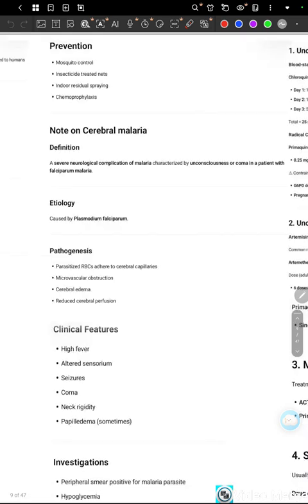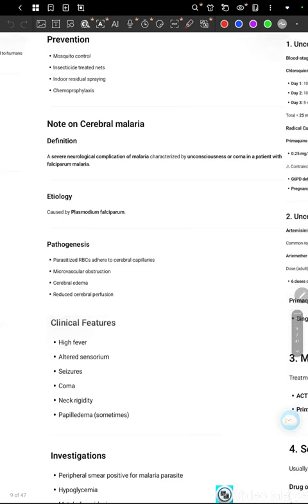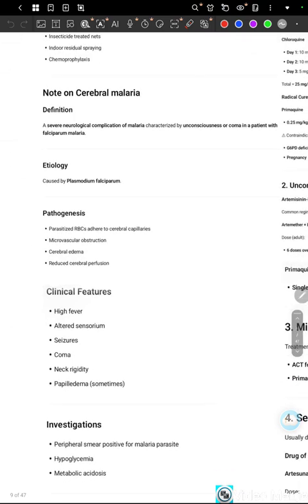Then the prevention can be done by mosquito control, insecticide treated bed nets, indoor residual spray, and chemoprophylaxis. Cerebral malaria is a severe neurological complication of malaria. It can lead to unconsciousness or coma in the patient with falciparum malaria. In the pathogenesis, the parasitized RBCs adhere to the cerebral capillaries. Microvascular obstruction takes place that will lead to cerebral edema, leading to decreased cerebral perfusion.